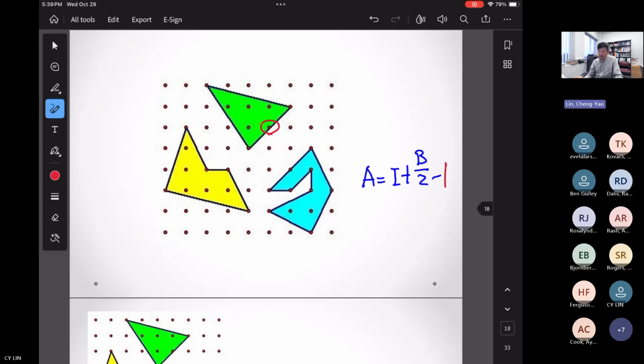And then actually in the classroom, you can use a rubber band for this, to use as a boundary.